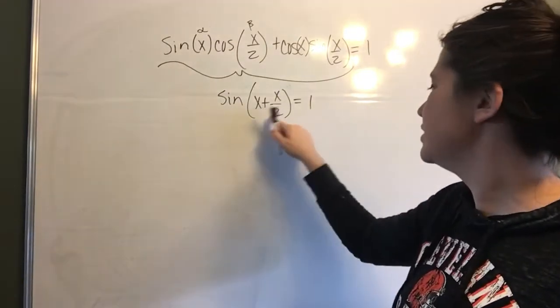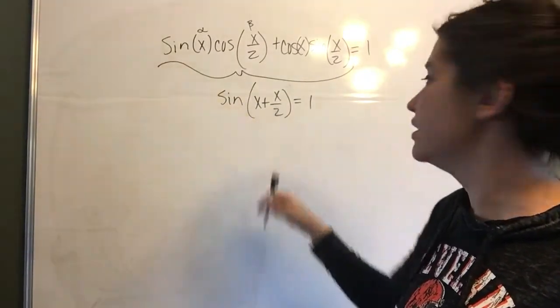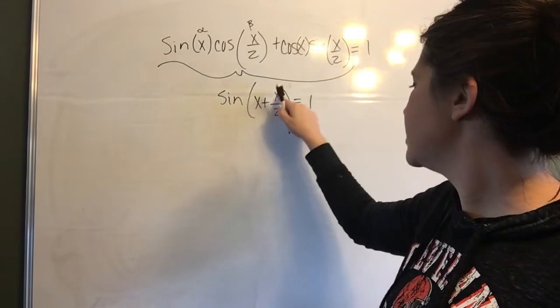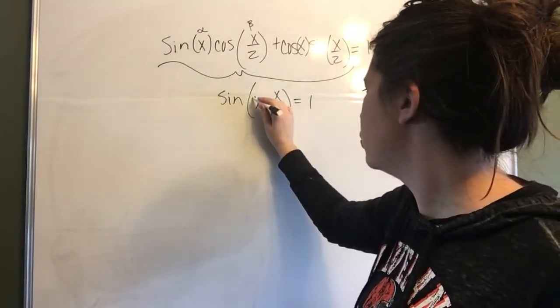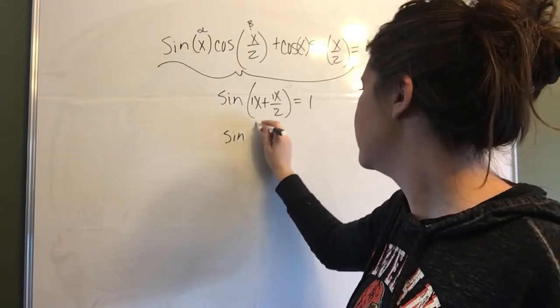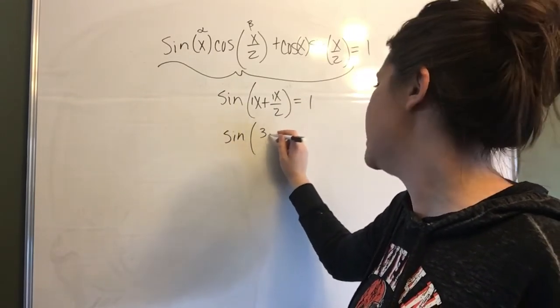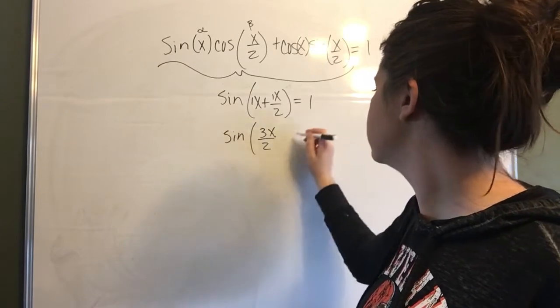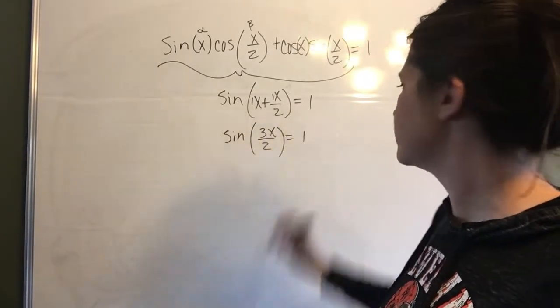Next, what we can do is we can combine inside of the parentheses here. So we can add x plus x over 2, because this is just 1x plus 1/2 x, right? That's just 3/2 x, or 3x over 2 equals 1.